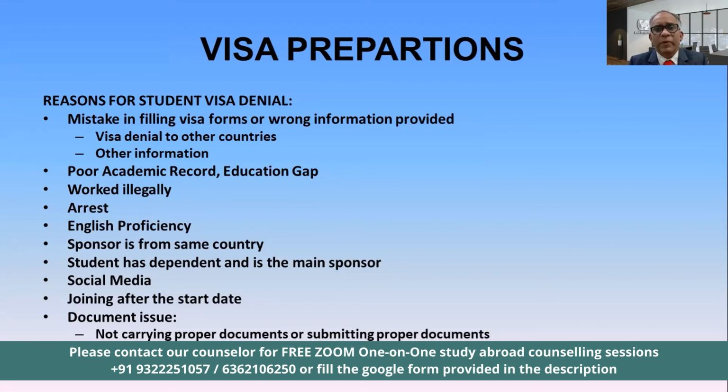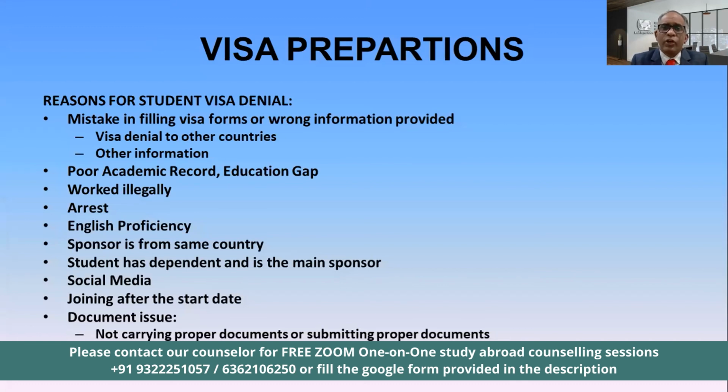If your sponsor is from the same country, for example you are going to the US and your sponsor is from the US, there are high chances of visa rejection because a direct relationship is established. Another case is the student as a dependent and the main sponsor. If you are the main sponsor and you are going for studies abroad, who will take care of the dependents? Those are questions that could be asked, so you have to have a good plan for that.